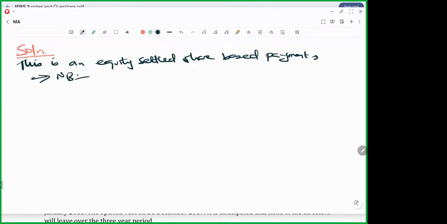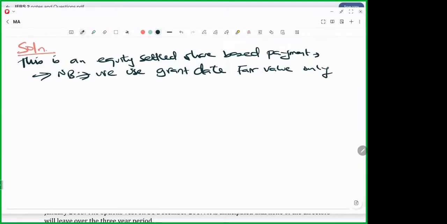So if that is the case, we use the grant date, as we said there. Grant date, fair value only. And the grant date fair value is $12. We'd also use dollars at times.